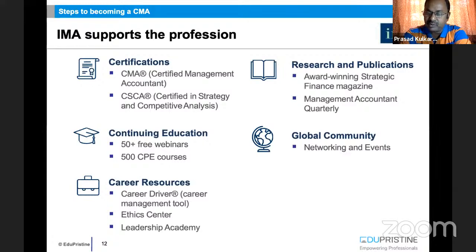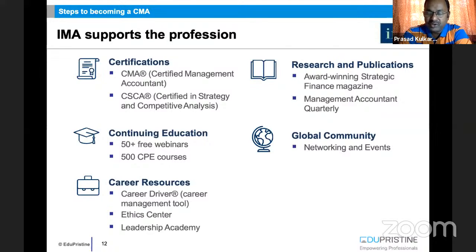There is a leadership academy for those aspiring professionals who want to take their career to a higher level, which you can make good use of to accelerate your career. In research and publication, there are two wonderful magazines, the Strategic Finance magazine and the Management Accountant, which is a quarterly magazine. These two magazines are a gold mine of information and knowledge, which you should read very seriously, because a lot of what you read in them would be more or less relevant to your exam. You will get a good insight, and automatically your study and preparation for those topics would be done through these magazines as well.